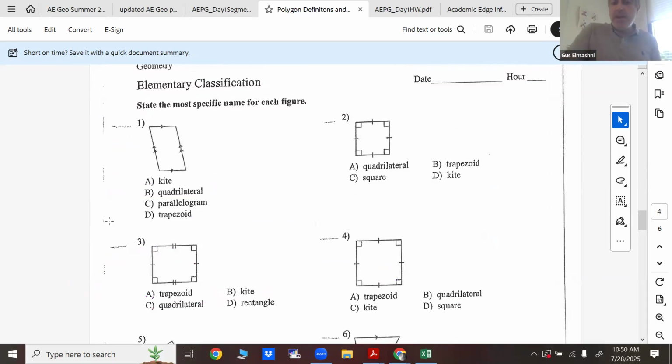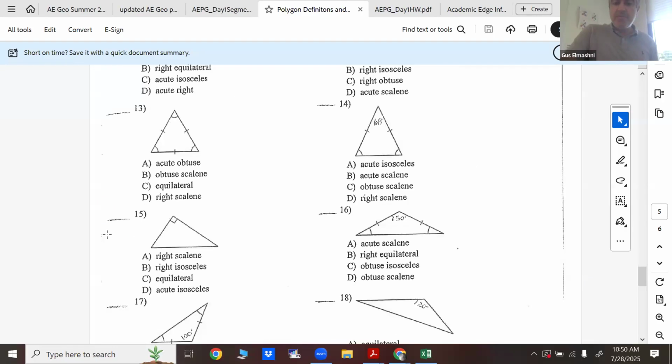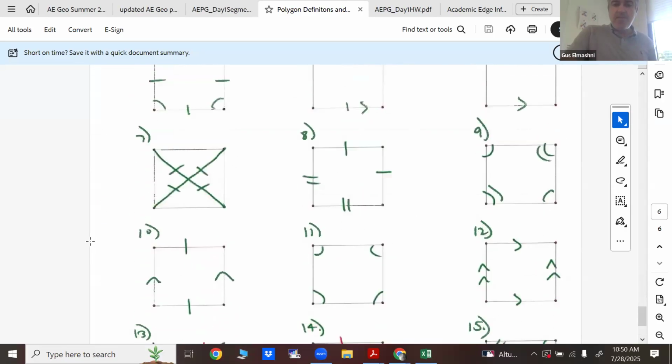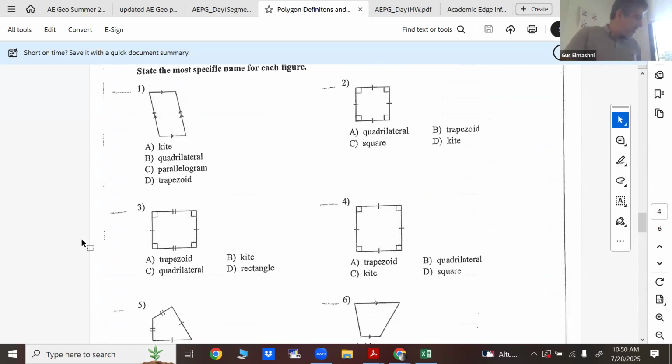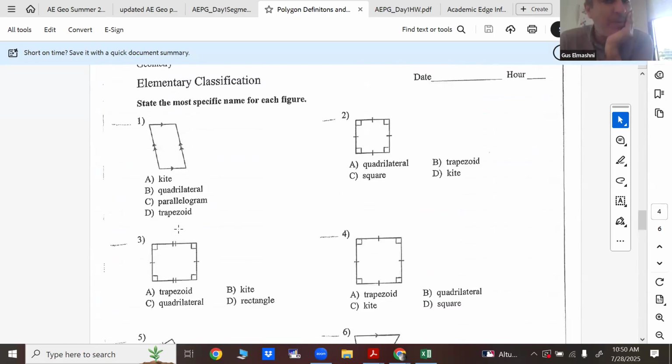Okay, for number 1, we'll kind of just do this in a round robin. And also this is gonna help me remember names. So okay. Allison, what do you think about number 1? Which one would you go with?